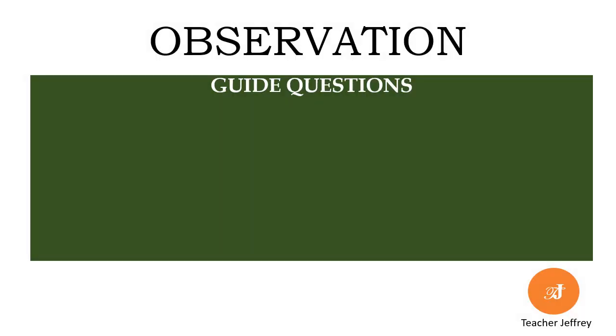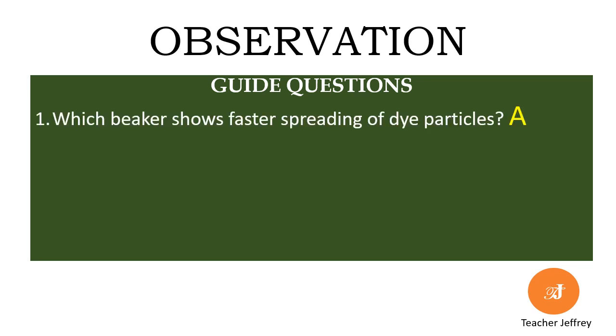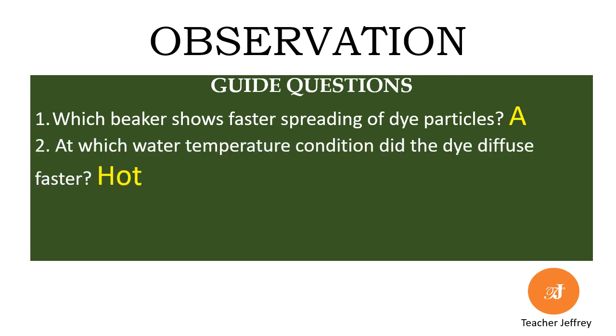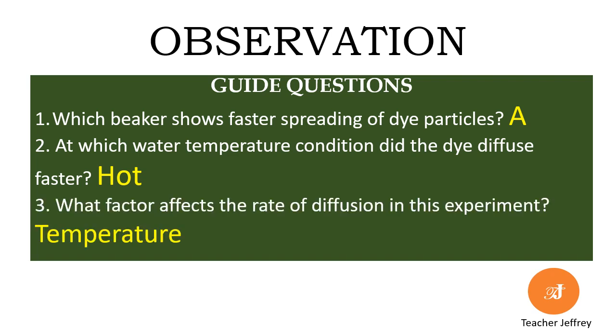Let us now go back and answer the observation that we need to fill in. For the guide question, which beaker shows faster spreading of dye particles? We have seen it in Beaker A. At which water temperature condition did the dye diffuse faster? That is in hot water because we placed hot water in Beaker A. What factor affects the rate of diffusion in this experiment? Temperature, because we use hot and cold water.